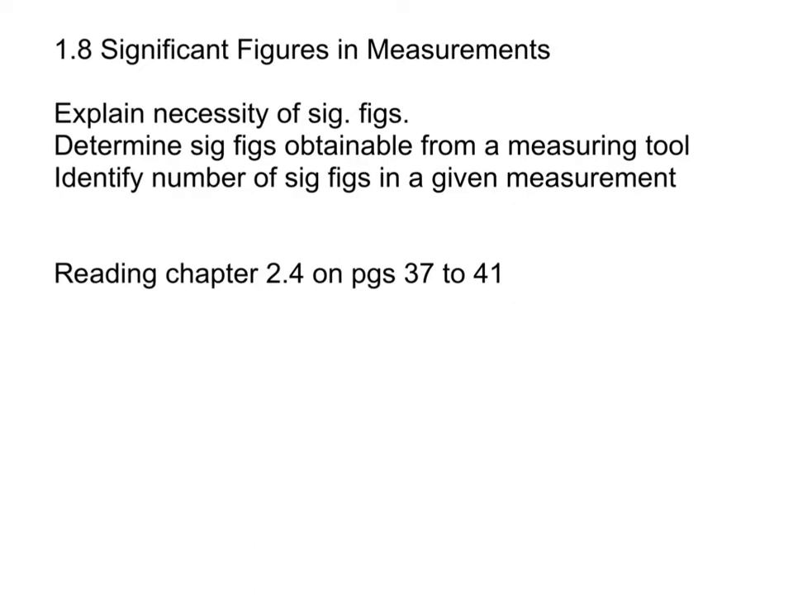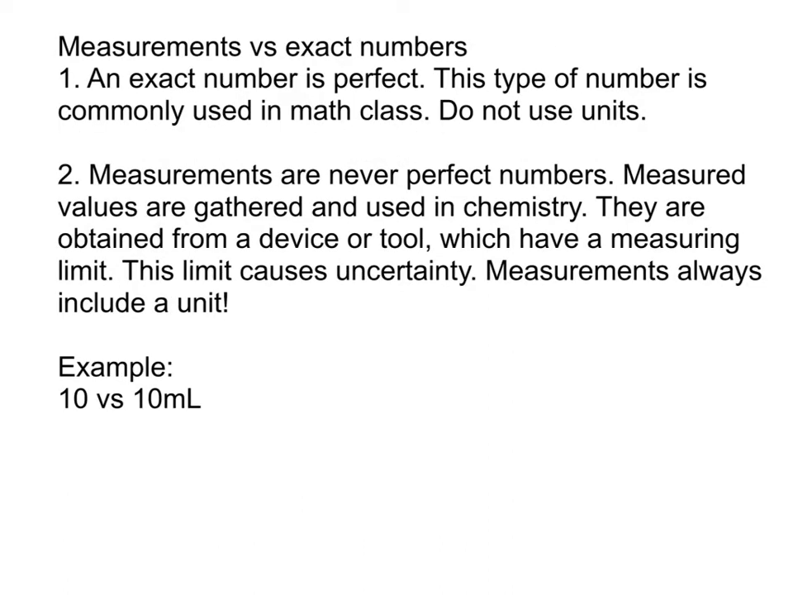Okay. Let's get down to it. So, measurements versus exact numbers. This is a very interesting concept. A lot of you are used to doing math where we use something known as an exact number. The exact number is a perfect number. If I say the number 1 in math, it means it is 1. No more, no less. Exactly 1. It's this type of number that is commonly used in your math class. It does not use units.